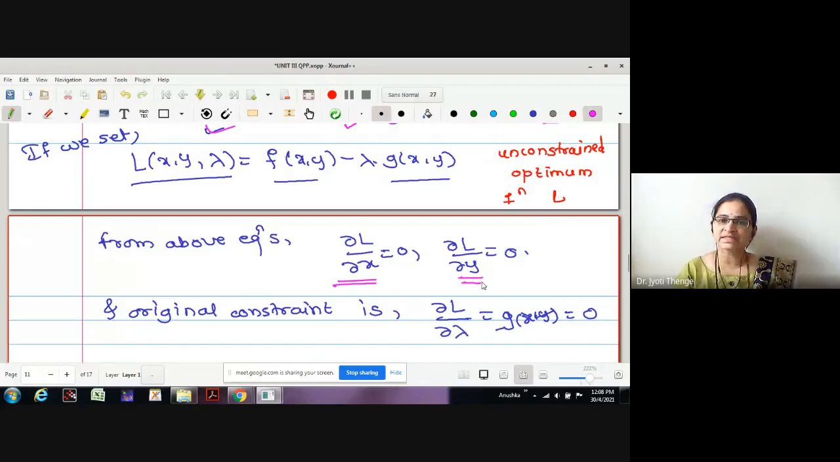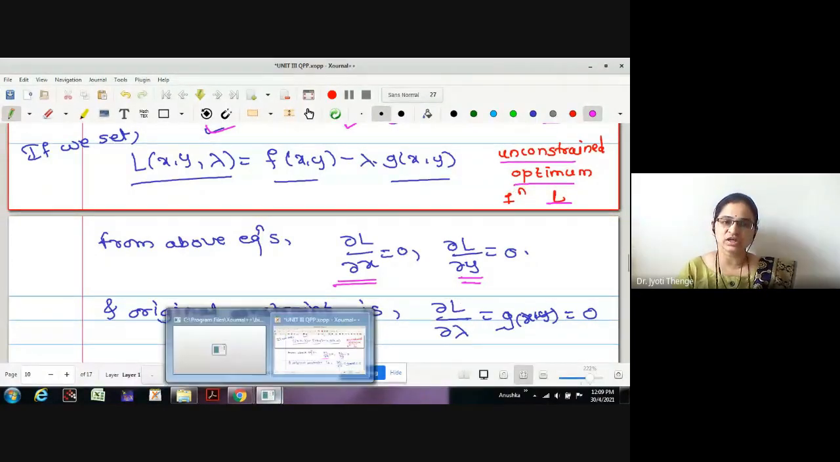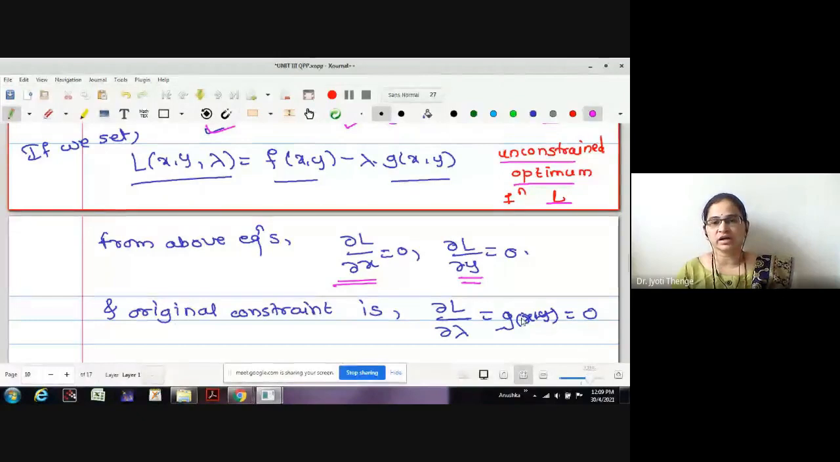Therefore, one can say these three conditions are the conditions for the optimization of the unconstrained function L, and they actually give us the conditions for the optimization of the original objective function, because L is constructed with the help of the objective function and the constraint.